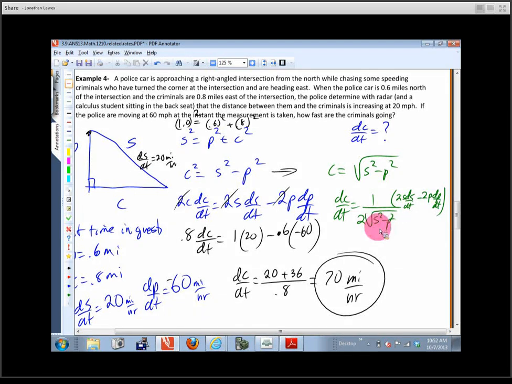Do we know S? We can find it. Do we know P? Yep. Do we know S again? Do we know dS/dt? And do we know P and dP/dt? Plug into that one and you'll get the exact same answer. In fact, the quantity that you end up throwing in your calculator is going to look very, very similar.